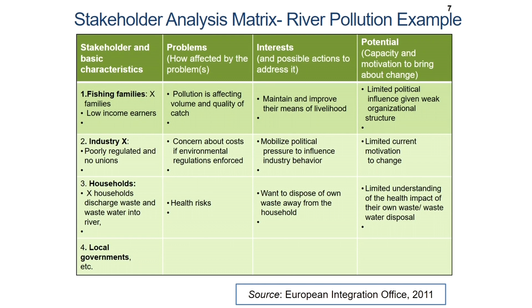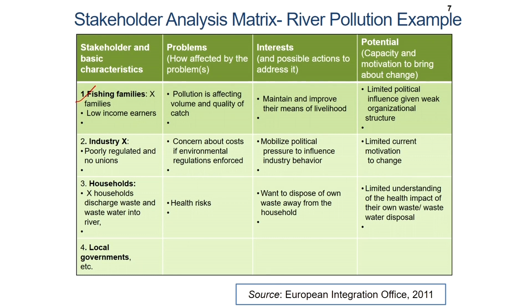And the fourth column talks about the potential, or the capacity and motivation, to bring about change with respect to the stakeholders. So, with respect to river pollution, let us say we take the first stakeholder as fishing families. Which means we are looking at X number of families, maybe low income earners. We can also look at small scale family businesses organized into informal cooperatives. We can also look at women actively involved in fish processing and marketing.